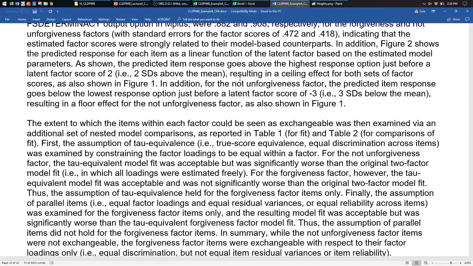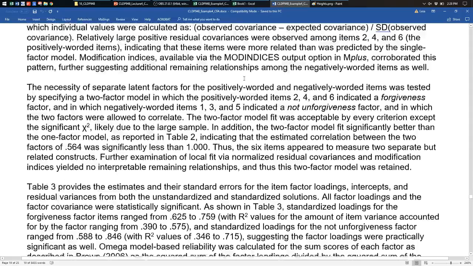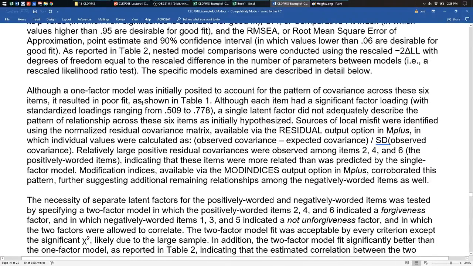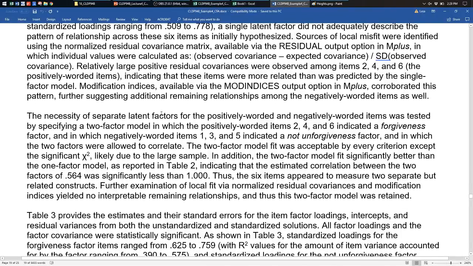In particular, the first paragraph is probably going to be pretty much the same except for the number of items that you have. The second paragraph, you'll report the fit of whatever factor structure you hypothesize. And then after that, it will become your own. So whatever you do to your model to change it, it doesn't necessarily have to become 2 factors. That was my solution because of the pattern I saw.